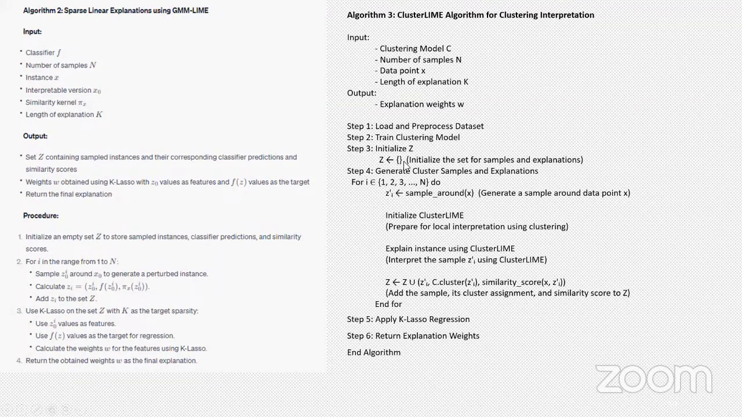And then we also did another algorithm for the clustering model. So this was just based on what we have currently in LIME, trying to now customize it and see whether it can be used for explanation.